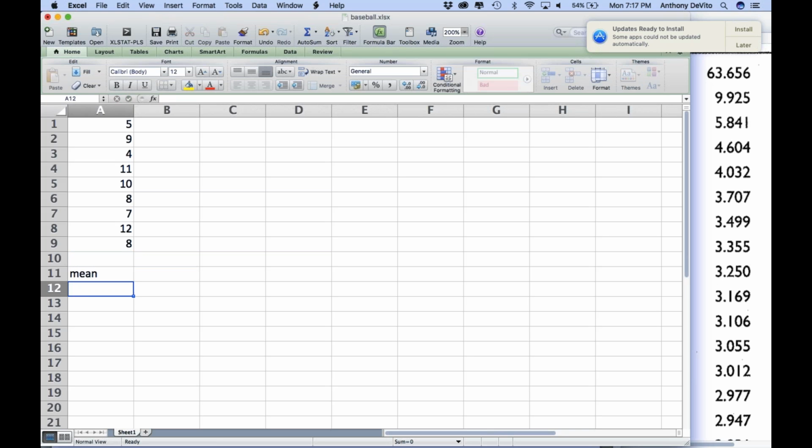Okay. Mean. Standard deviation. I'll put standard error over there. Equals average, and standard deviation. Now my standard error is going to be equal to my standard deviation divided by the square root of my sample size, which is 9. That's 0.88, roughly. Do you get the same kind of numbers as I got?